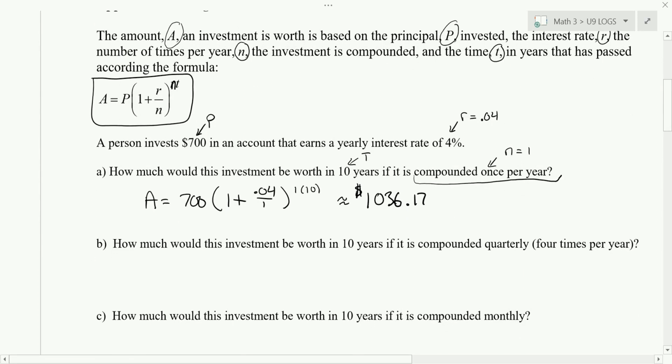Now B says, how much would this investment be worth in 10 years if it's compounded quarterly? So everything's staying the same except it's being compounded quarterly. Quarterly means 4 times a year. You can think, okay, you got 4 quarters in a dollar, right?